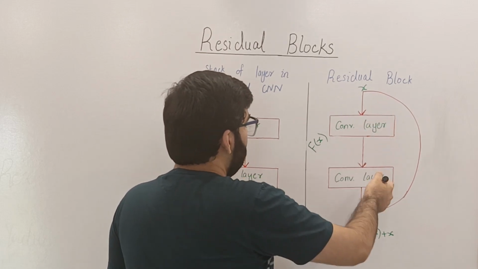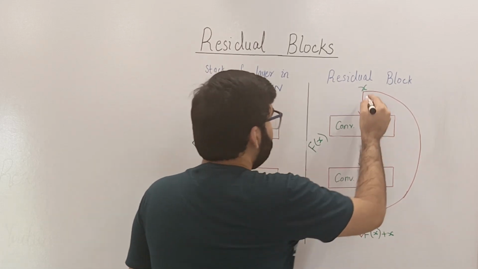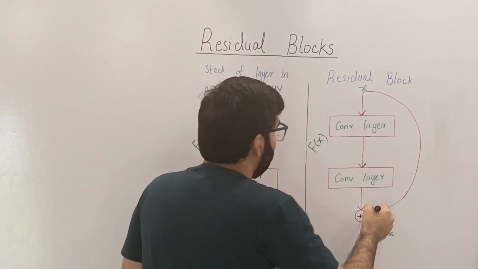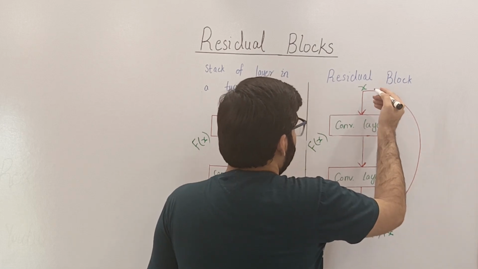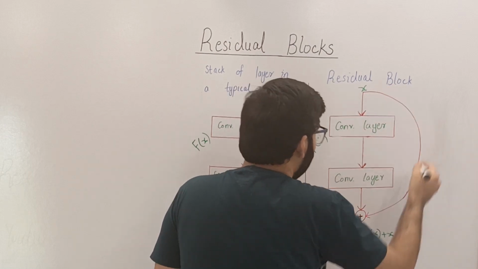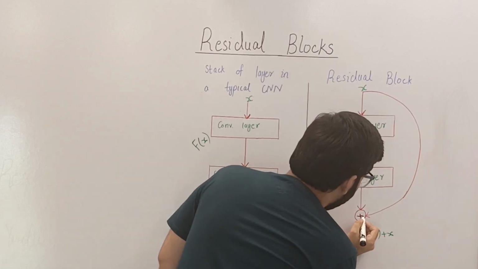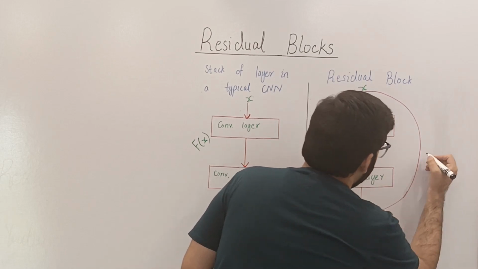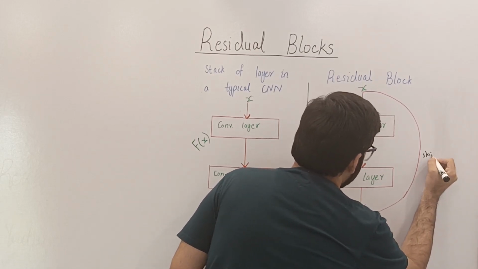Now look at the residual block. The difference is this connection, an additional connection from the input to the output. This is element-wise addition, and the connection is called a skip connection.